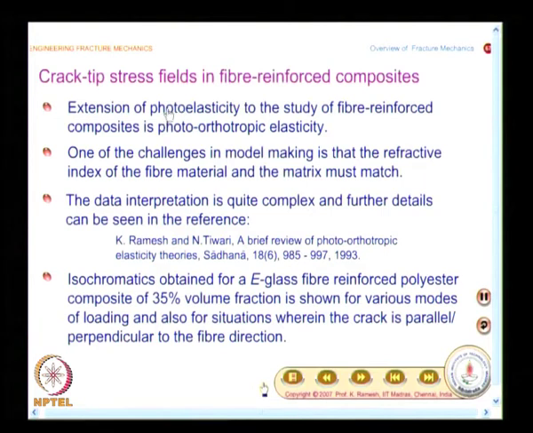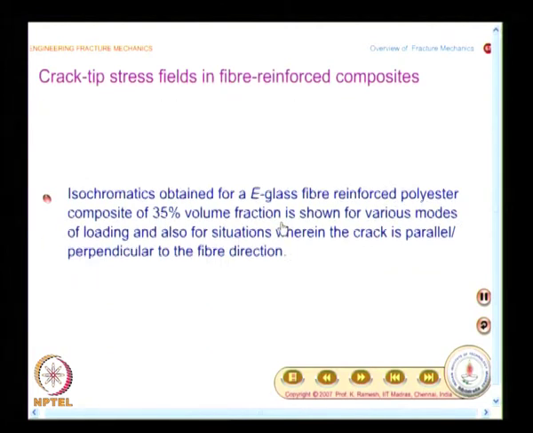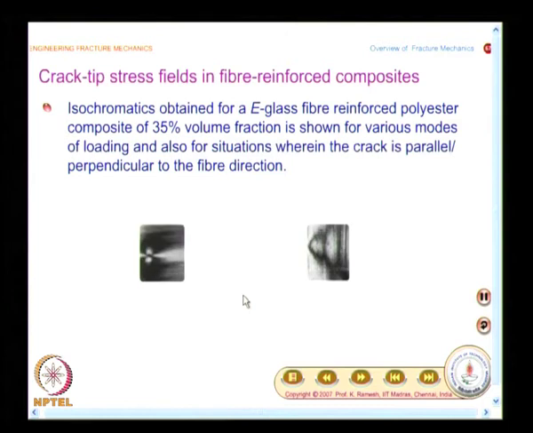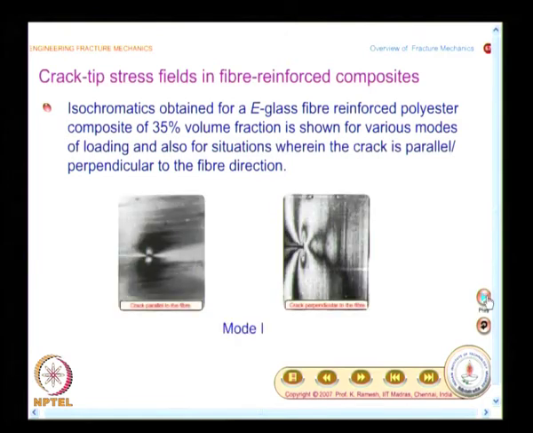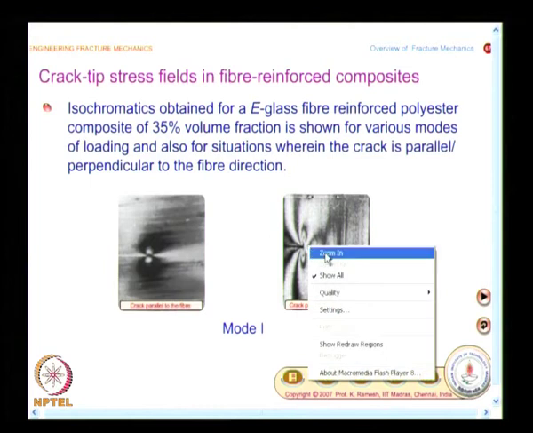The mathematical analysis is quite complex. Even the material stress fringe value you have to determine in the L direction, T direction, also LT direction, and so on. But I will show you some of the fringe patterns that we have obtained, and these are the fringe patterns obtained. This is for the mode 1 loading for two situations: when the crack is parallel to the fiber and when the crack is perpendicular to the fiber. I think I could enlarge this and show you.